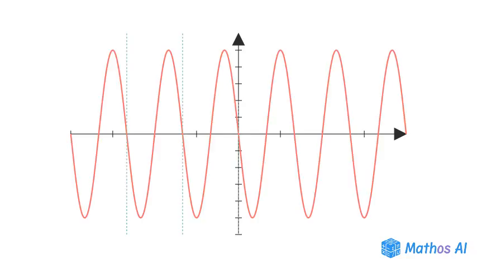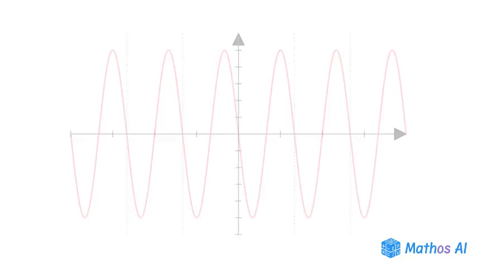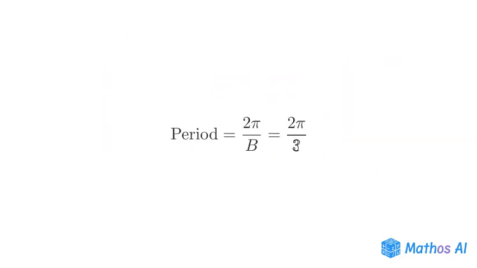Next, we find the period. The period is the horizontal distance for one complete cycle of the wave. It's like the length of one wave. The period is calculated as 2 pi divided by b. In our equation, b is 3. So the period is 2 pi divided by 3.